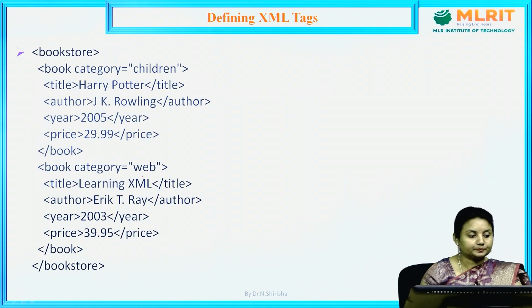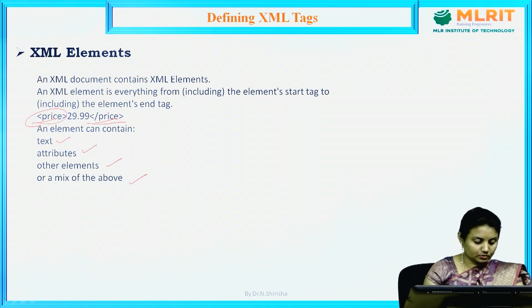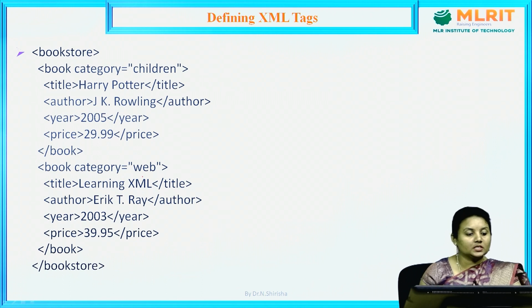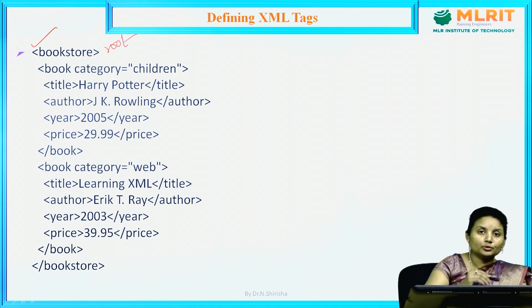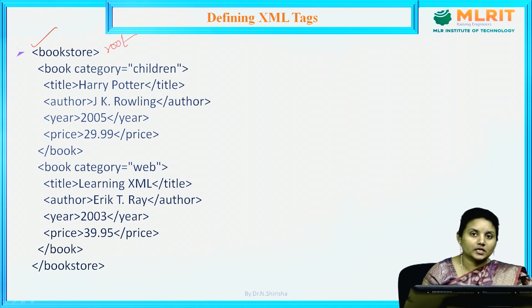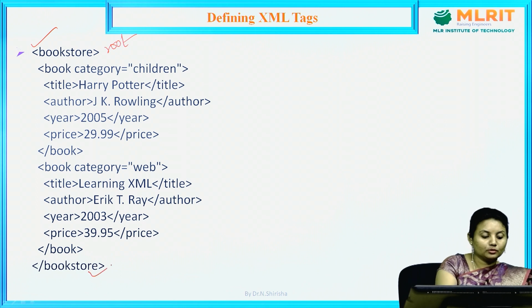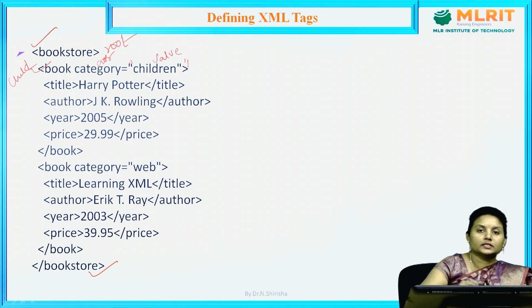Okay. Then, bookstore. What is a bookstore? So, here is a hierarchy we have where bookstore is the root element. So, naming rule for this bookstore, you have started the starting tag, so you have to close it at the end. Then, book is a child tag with an attribute category, and this children is a value, therefore, you are giving that in the double quotes.